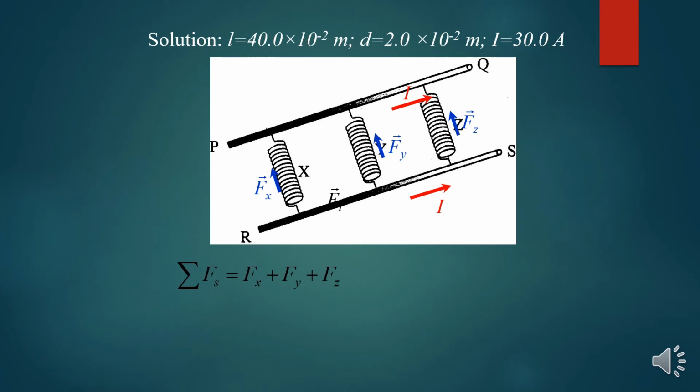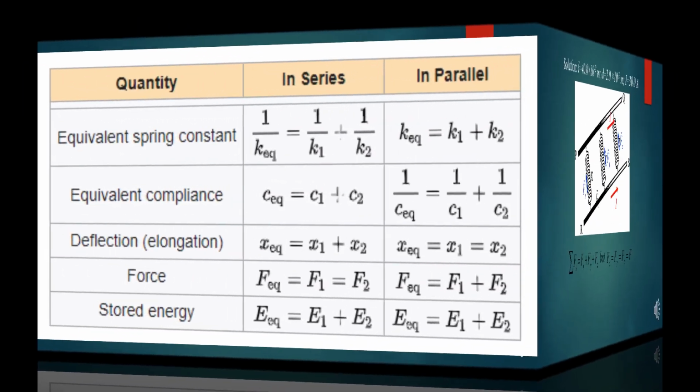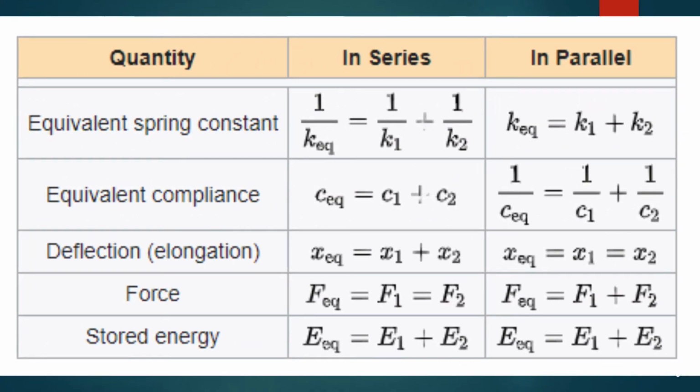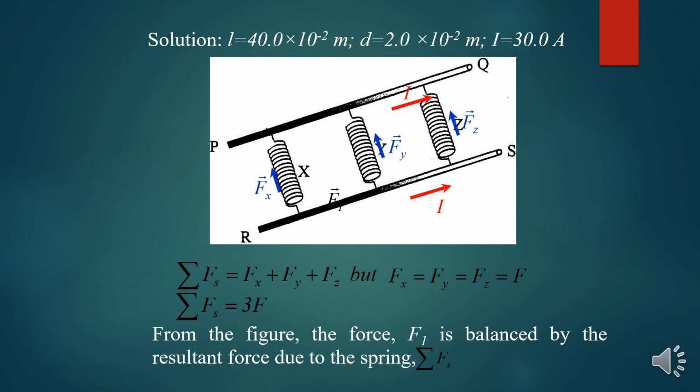The total force exerted on the system is equal to Fx plus Fy plus Fz. We need to know that the value of Fx equals Fy equals Fz, so we consider the value as F. Because the springs are in parallel, we need to total up the forces acting on the system, so we will get the value of 3F. From the figure, the force F1 is balanced by the resultant force due to the springs, which is equal to the total force acting on the springs.